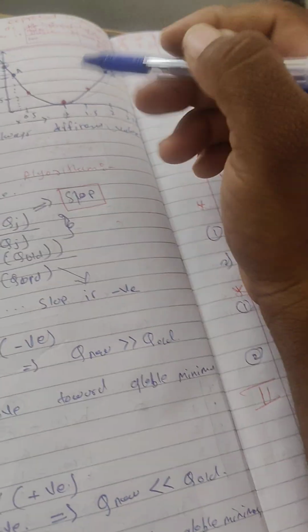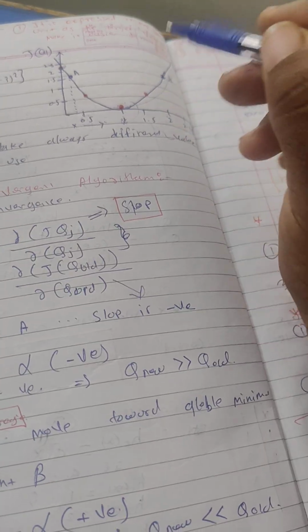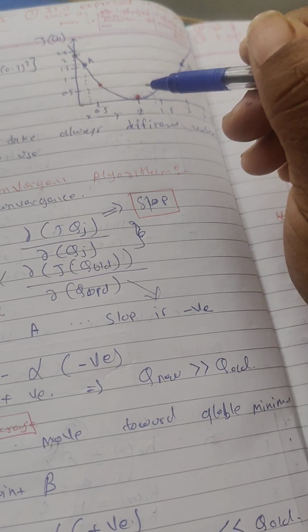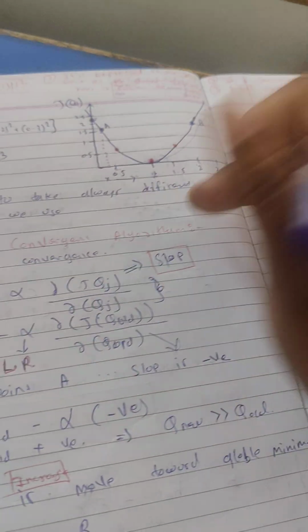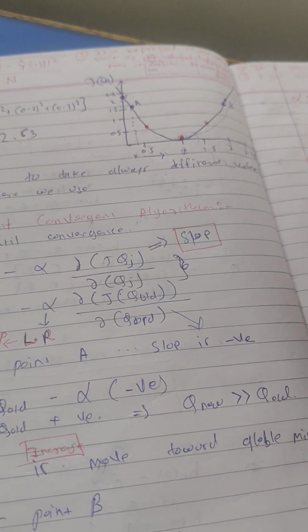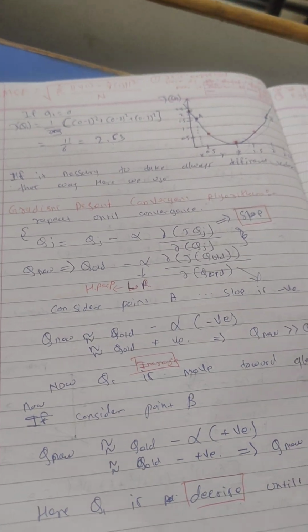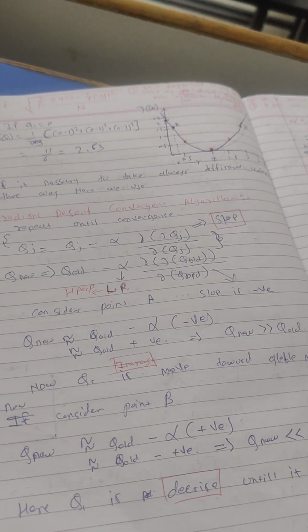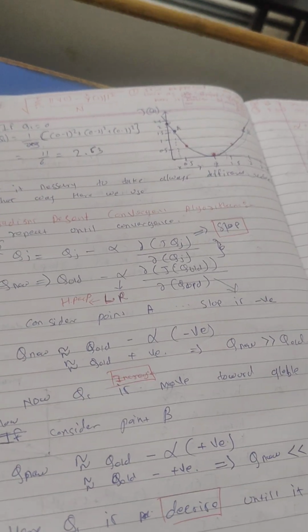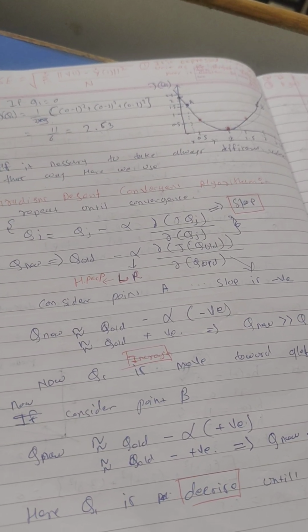In this parabola we have one and only one global minima. This is what we call gradient descent. Do you completely understand what gradient descent is? Now we go to the next part, the gradient descent convergence algorithm. So what is the gradient descent convergence algorithm?